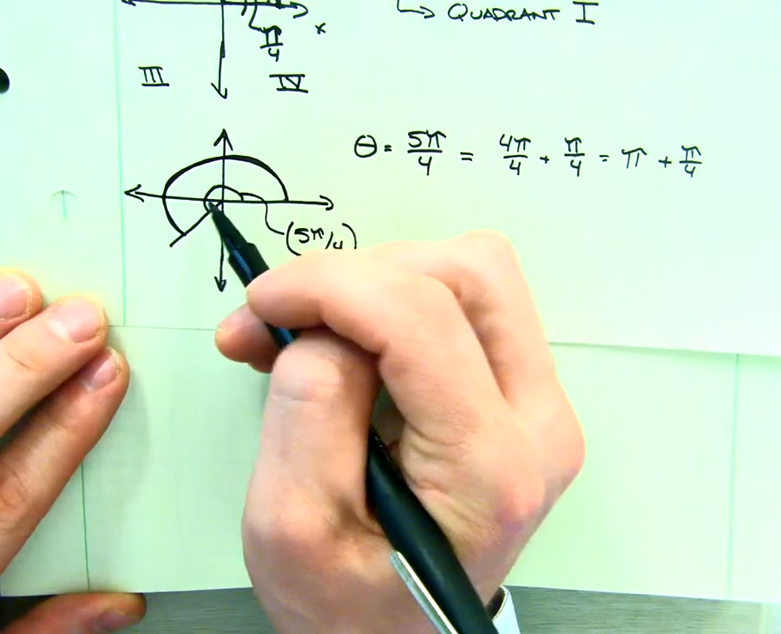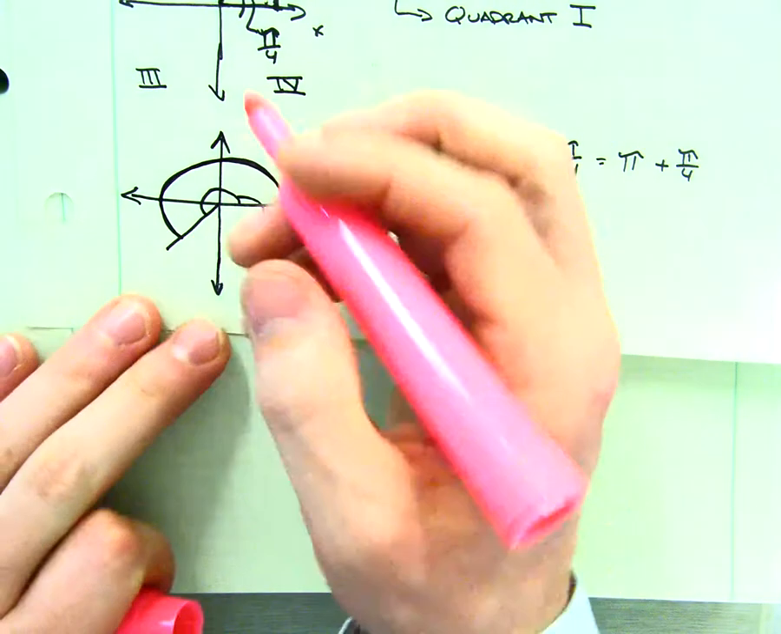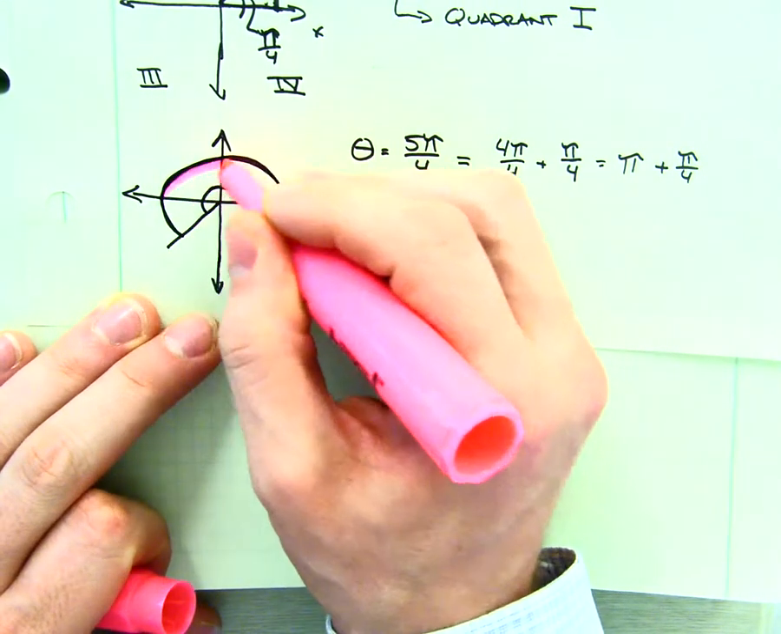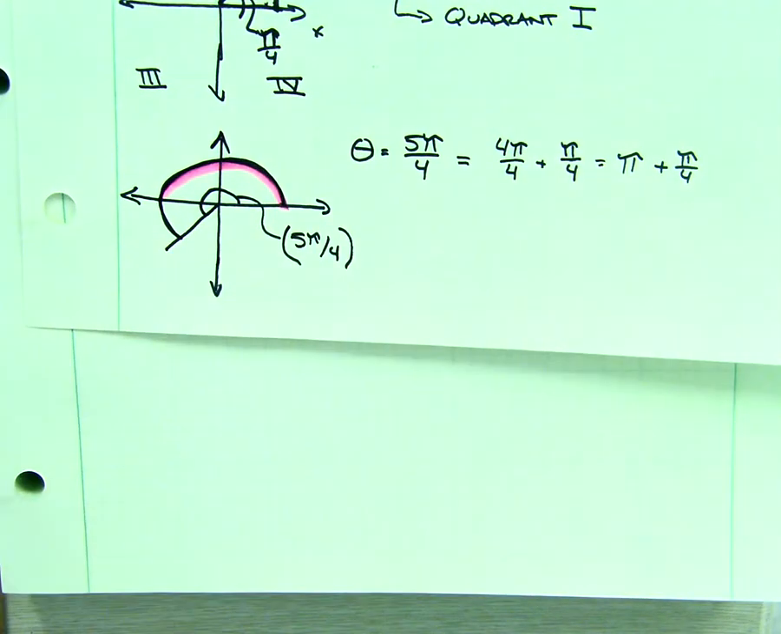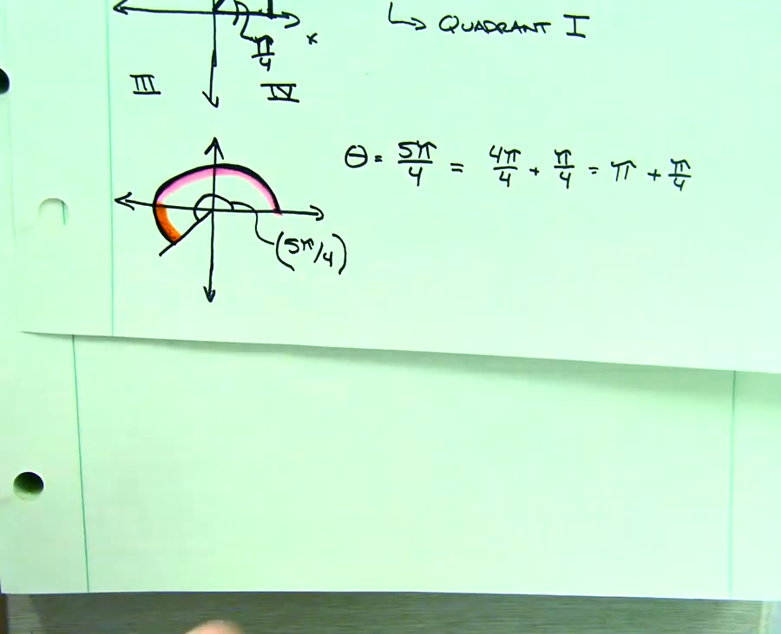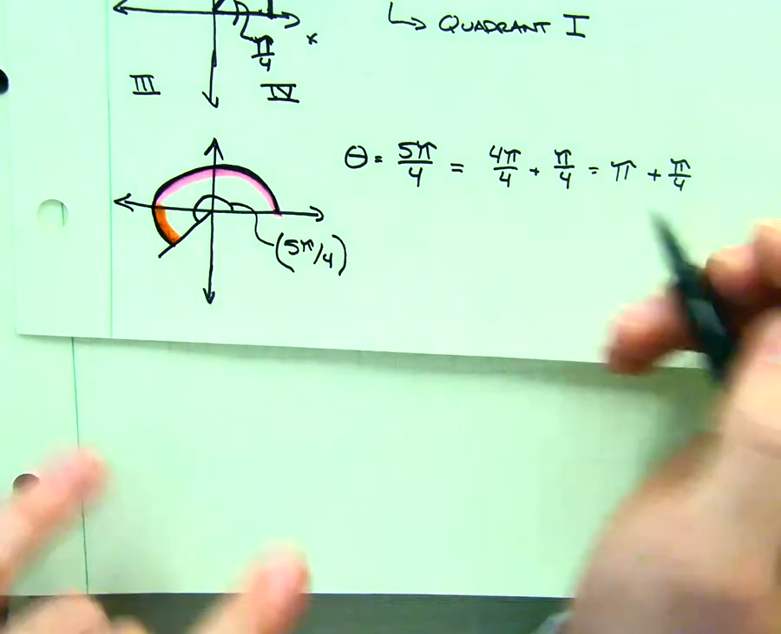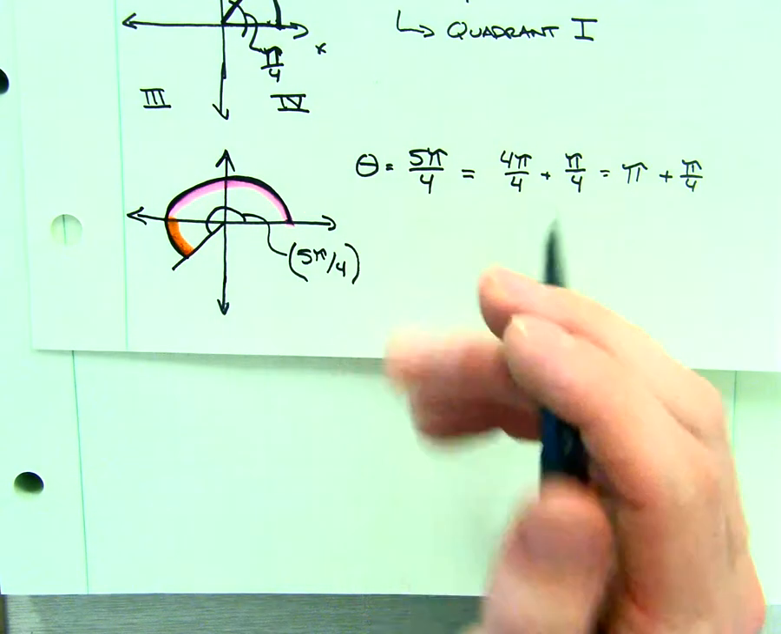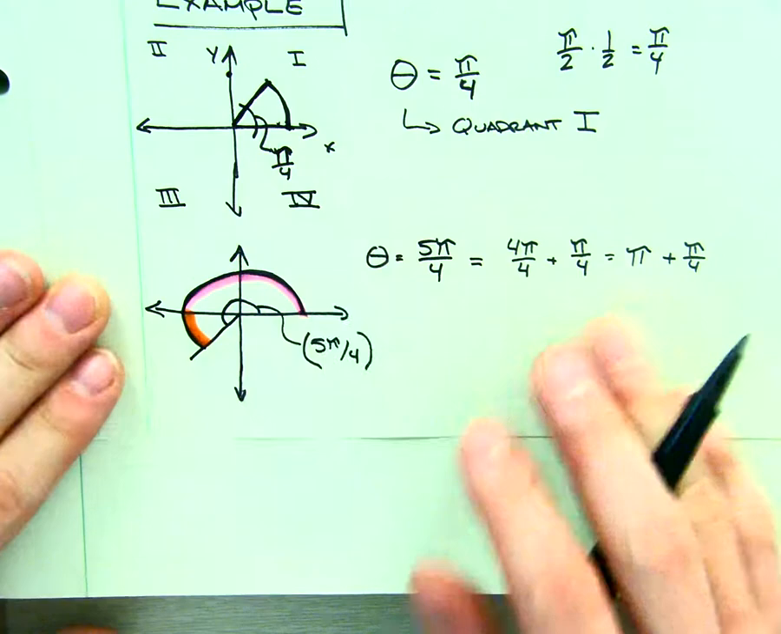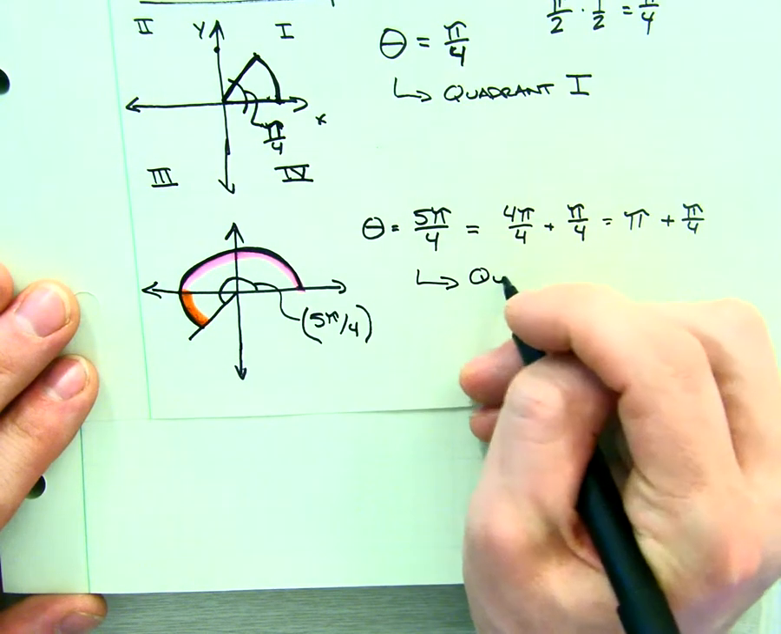Knowing that, hey, this section right here, let me go ahead and get some markers here. So this section right here, this pink section, is 1 pi, or just pi. And this orange section right here is going to be pi over 4. And so the pink and the orange together make 5 pi over 4. So that's exactly what I would do. And if I look at my quadrants, sure enough, I end up in the third quadrant, or quadrant 3.